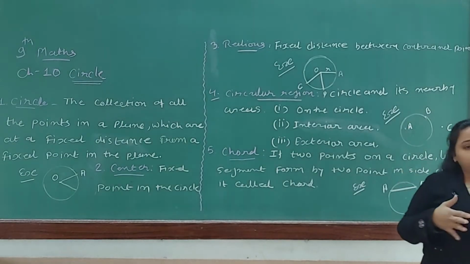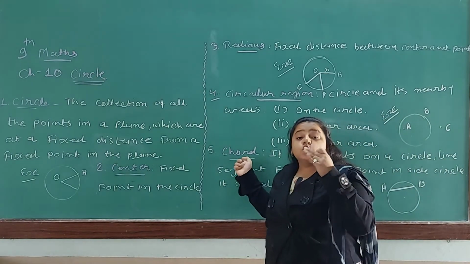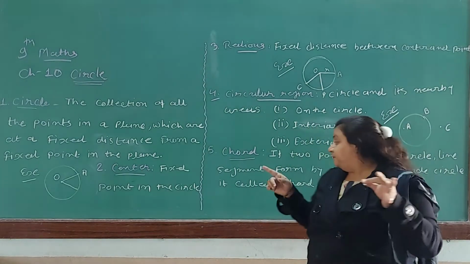It is divided into 3 equal parts. Then definition number 5, which is chord. Pronunciation will be chord.